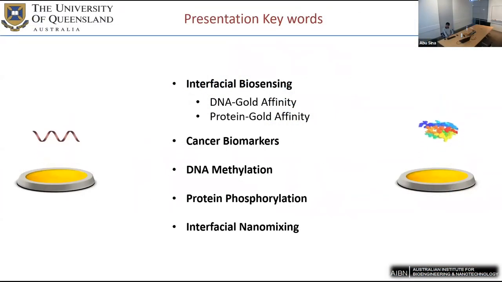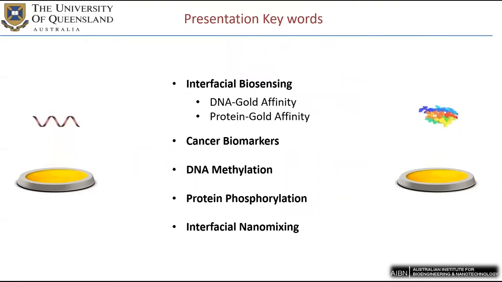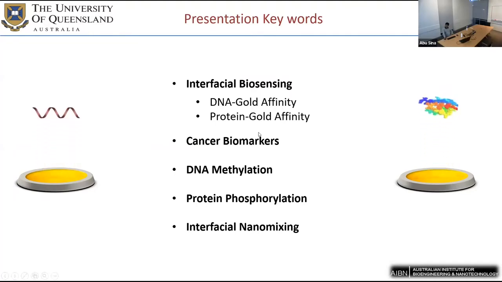I will first discuss interfacial biosensing, which will include DNA-gold affinity and protein-gold affinity. Then I'll talk about cancer biomarkers, for example, DNA methylation and protein phosphorylation, and we'll show the method we developed to detect these biomarkers. Then I will introduce you to a new interfacial biosensing method, which we termed interfacial nano-biosensing.